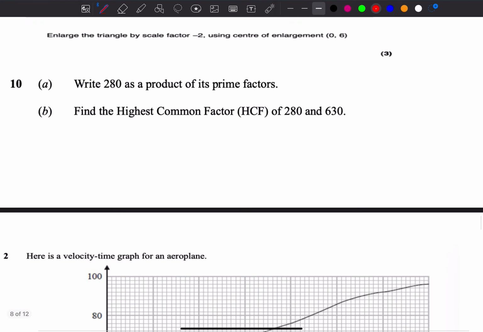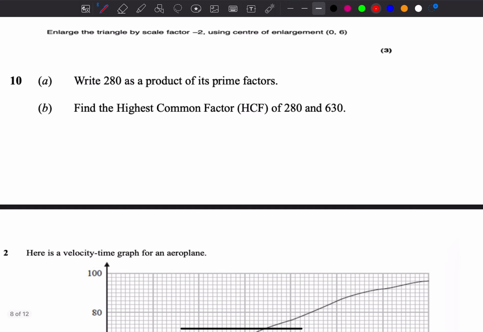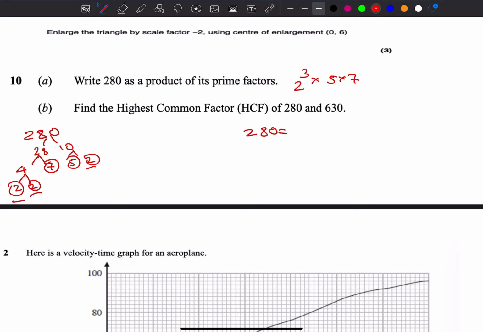Next one. 280 as a product of prime factors. So 280 is 28 times 10. 10 is 5 and 2, prime numbers. 28 is 4 and 7. 4 is prime numbers 2 and 2. So how many 2's? 1, 2, 3. So 280 equals 2 to the power 3 times 5 times 7.